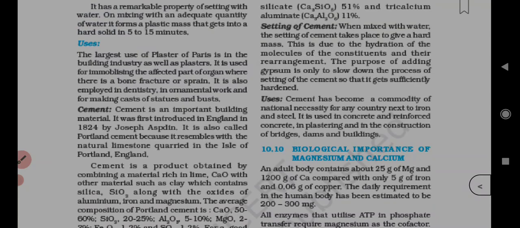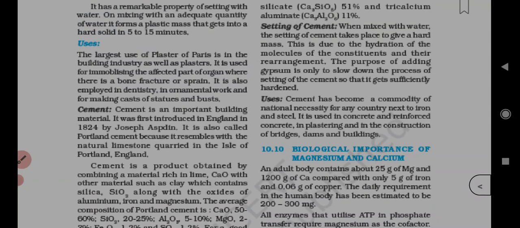Why is it also called Portland cement? Because it resembles the natural limestone quarried in the Isle of Portland, England. So it resembles natural limestone, so that's why it was named Portland cement. Portland is nothing but a place in England where natural limestone was there, and this natural limestone is resembling the cement, so that's why it was named Portland cement. It was introduced in England for the first time.